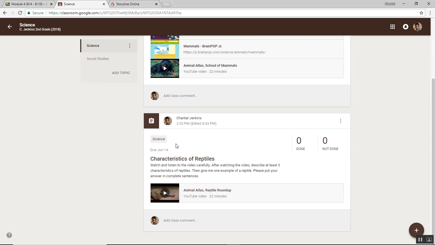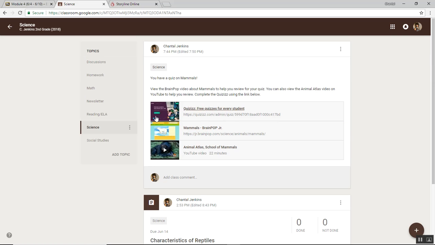And oh, here's another one, characteristics of reptiles. The students would watch the Animal Atlas video on reptiles. After watching the video, they'll describe at least 3 characteristics of reptiles, and then they would give me one example of a reptile, and I would like for them to put their answer in complete sentences.